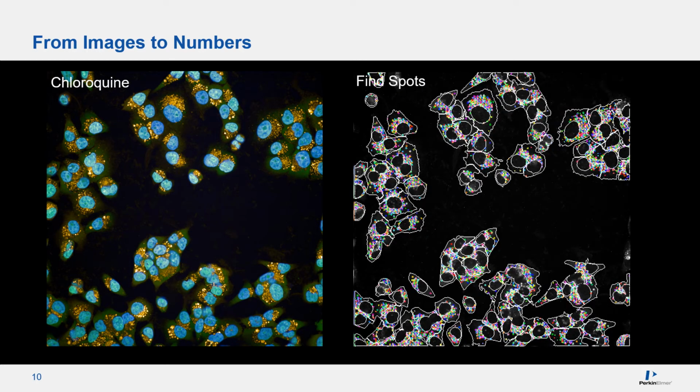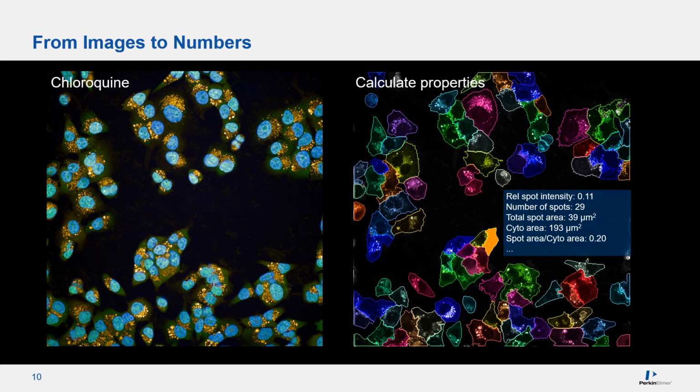And for every detected cell and every region inside the cell, we can now start to quantify parameters like the spot intensity, the number of spots, the area, and many more. For example, the cell marked in orange contains 29 spots, and the spot area is 39 square microns. Such a list of numerical properties is generated automatically for every cell in the image. And this can also be applied to every cell in the assay or screen.